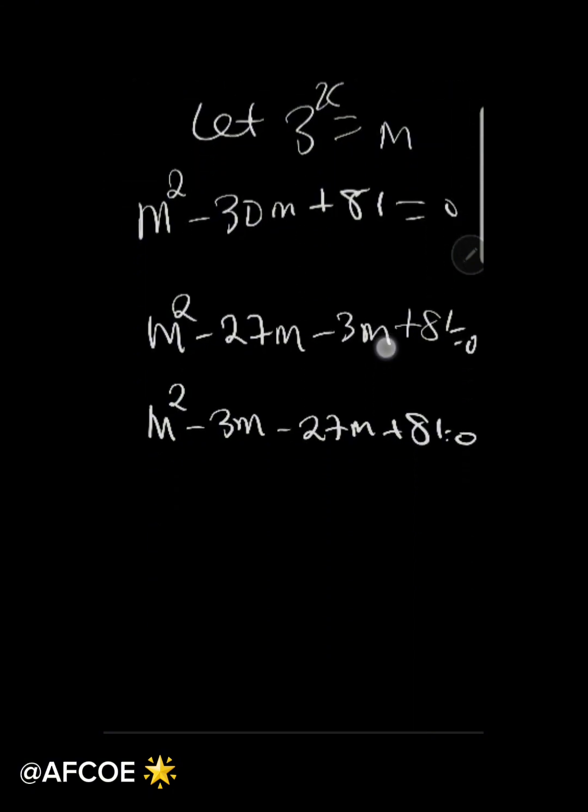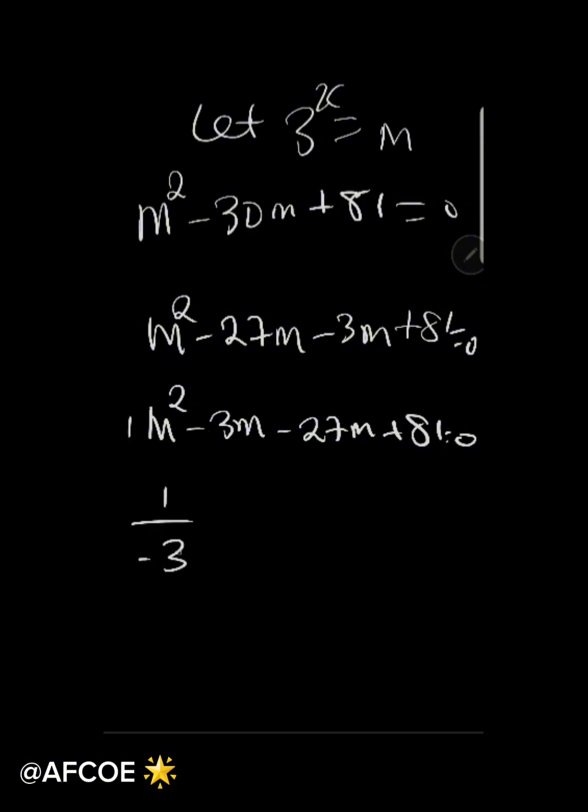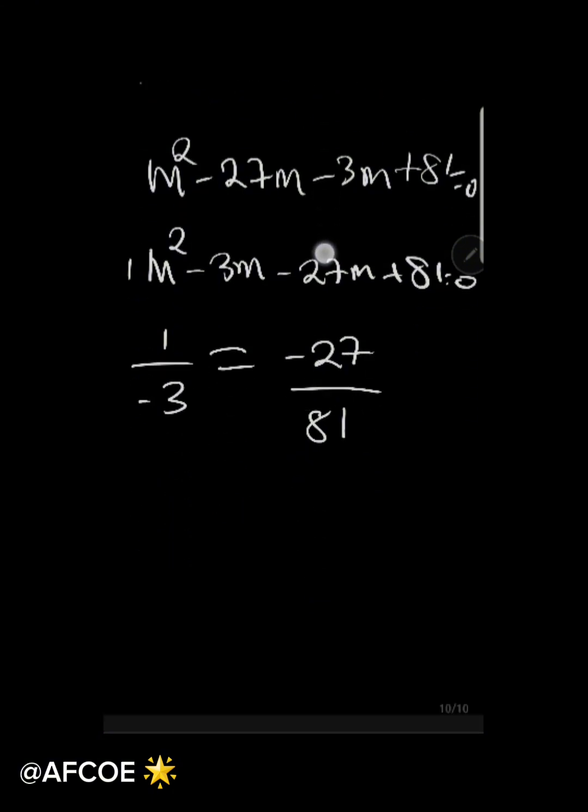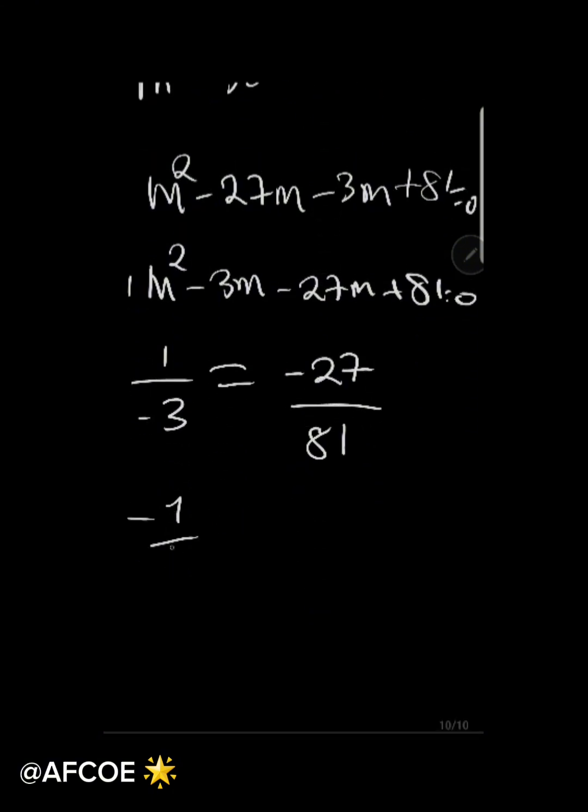If you arrange it like this and take the ratio of the coefficients: here we have 1, here negative 3, so 1 on negative 3. That should equal the coefficient negative 27 on the constant term 81. So 1 on negative 3 gives negative 1/3, and negative 27 on 81, dividing by 27, gives 1 on 3, so you still get negative 1/3.